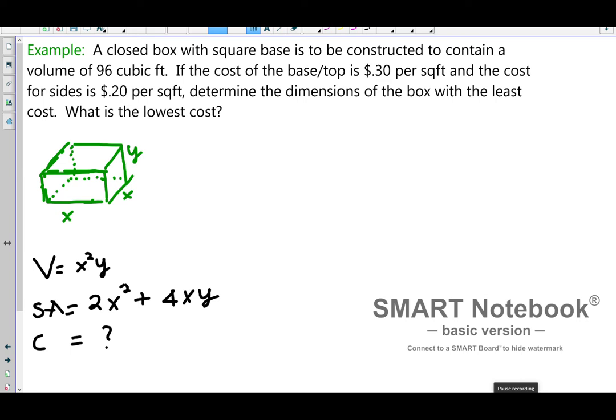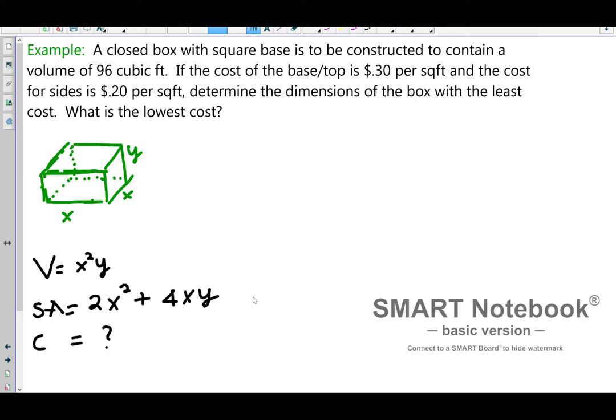So let's begin with our general formula. So the volume is the product of all the dimensions. That's x times x times y. Surface area, this time it's a closed box, so you have the top and the bottom, so x squared plus x squared, so that's 2x squared, and the 4 side panels, which is plus 4xy.